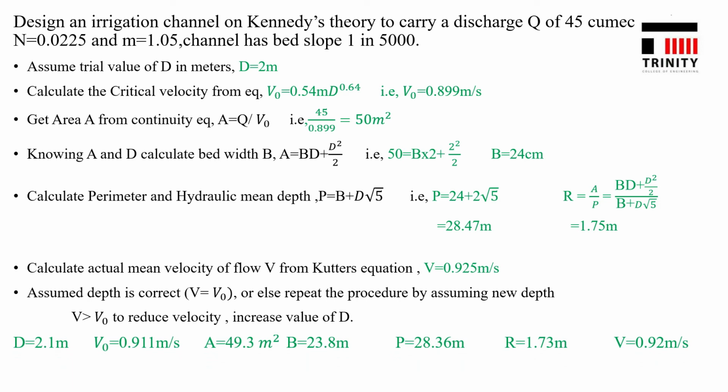Hence, by repeating the procedure, we get critical velocity as 0.911 and actual velocity as 0.92 meter per second. On comparing, they are nearly equal, V0 and V. Hence, we stop the calculation. That is, V0 equal to V.